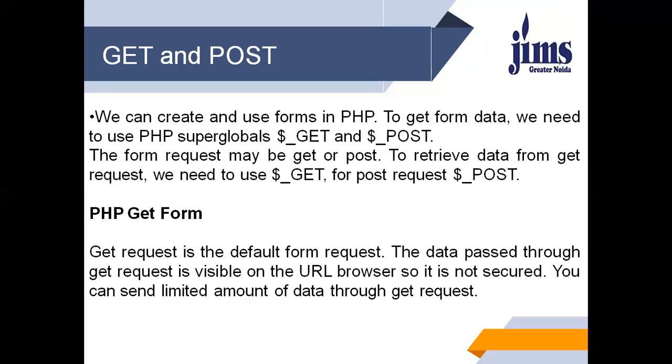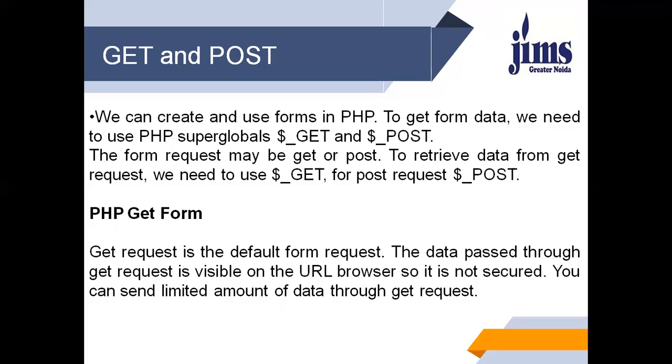In a PHP get form, the get request is the default form request. Data passed through the get request is visible in the browser URL, so it is not secure. That's why it is not secure, because whatever information is there will be visible in the URL. You can send only a limited amount of data through a get request. The get method produces a long string that appears in your server logs and in the browser's location box. The get method is restricted to sending a limited number of characters only.